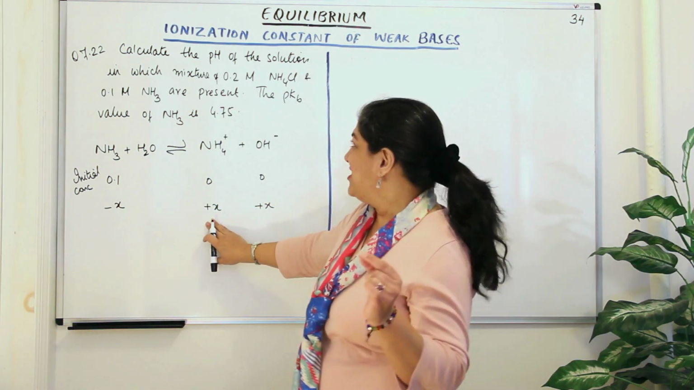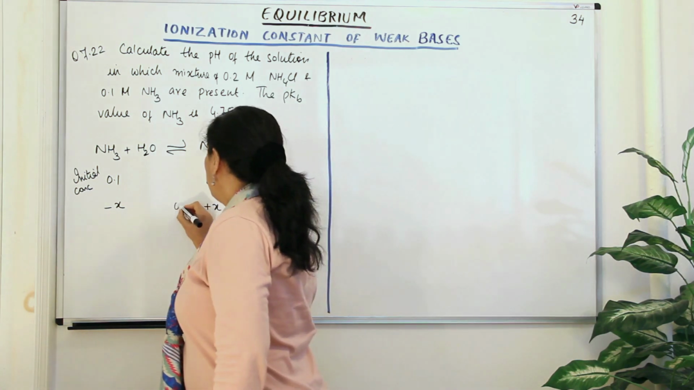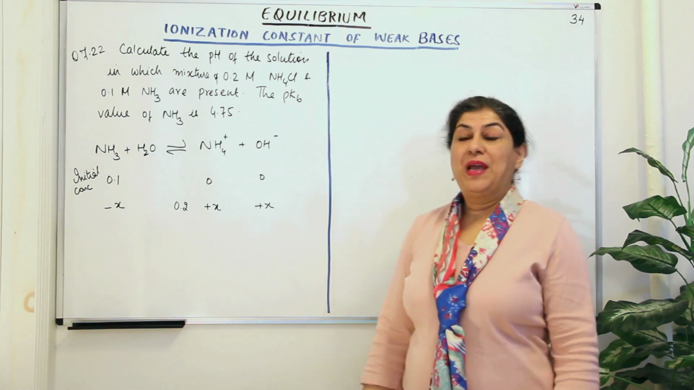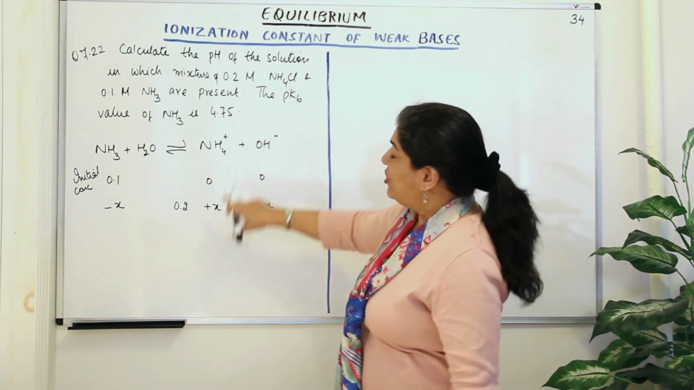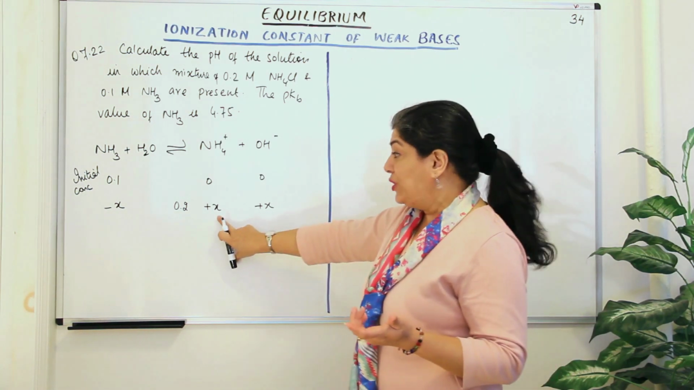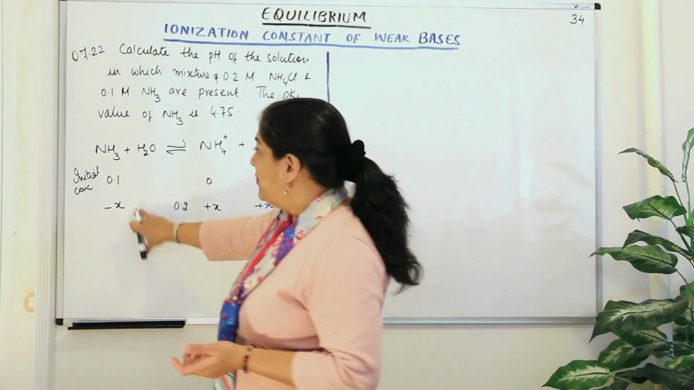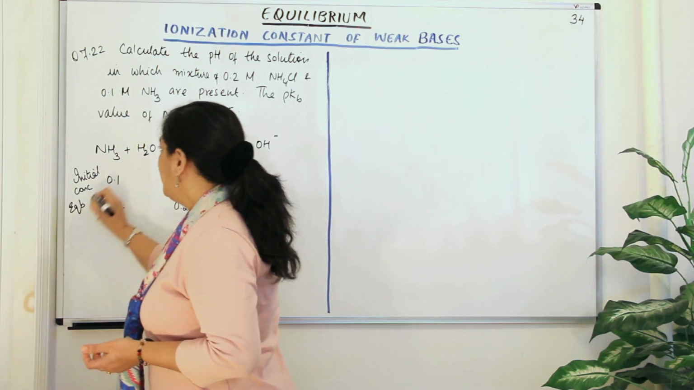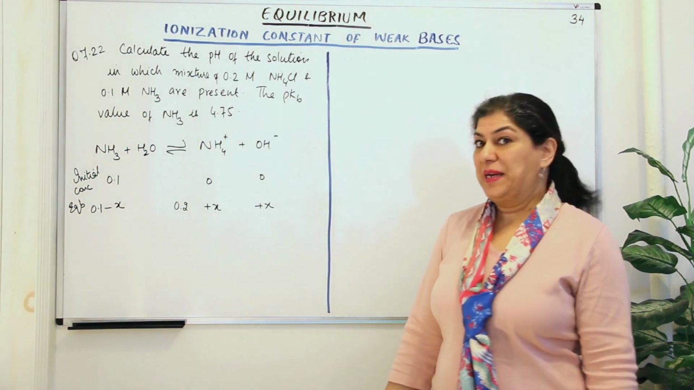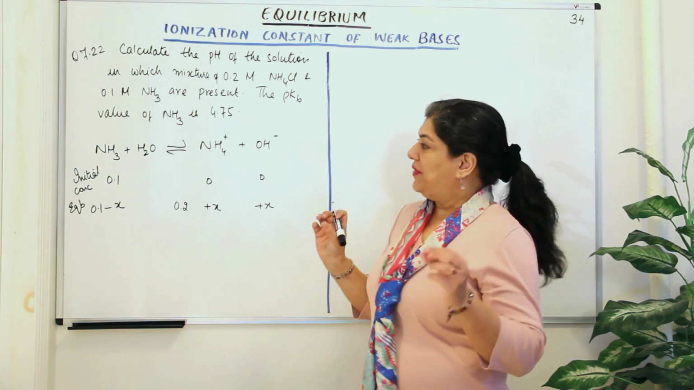But here is the hitch. The addition of ammonium chloride, the 0.2 moles of ammonium chloride that would be added to this mixture. 0.2 moles plus X would be the concentration of ammonium ion, because that much, 0.2 moles, is being contributed by the ammonium chloride. So at equilibrium, the concentration of ammonium ions is not going to be X, it is going to be X plus 0.2. And at equilibrium, the concentration of ammonia is going to be 0.1 minus X. Am I clear? So now we know the equilibrium concentrations of all the reactants and the products.